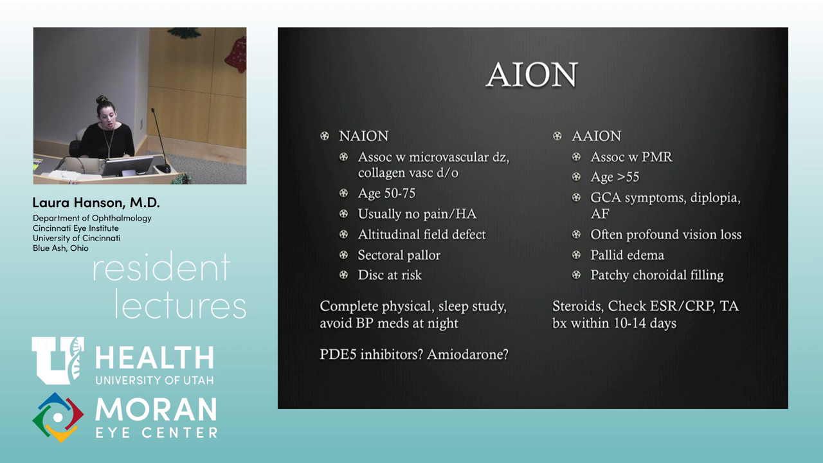And then, of course, everybody knows the other typical symptoms of GCA. I'm not going to say it. If they show a picture with pallid edema or a bunch of disc hemorrhages, don't choose NAION. Disc hemorrhages are relatively uncommon in NAION. So they'll probably show you a swollen nerve with some hemorrhages or cotton wool spots, and then you should be thinking GCA. And then you want to check the ESR-CRP.